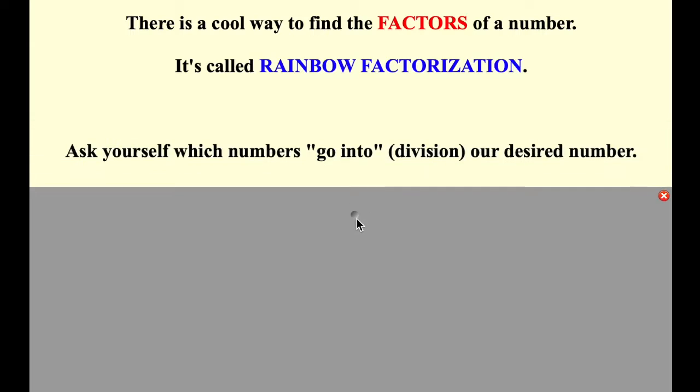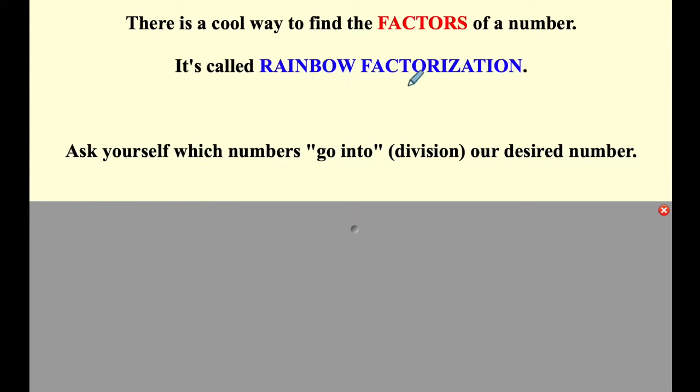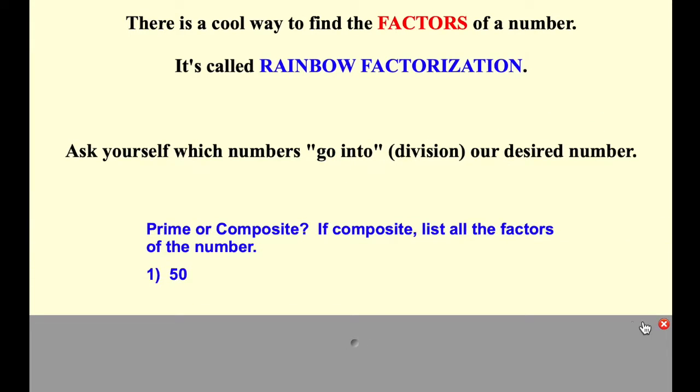Now, the way that we're going to be listing factors is called rainbow factorization. Listing factors, or being able to identify factors, is really helpful, specifically when we start getting into fractions, all right? The way to do rainbow factorization is basically to ask yourself the same question over and over again: what numbers go into, which is a code for division, the number that we're looking at? I think the best way to do this is with an example.